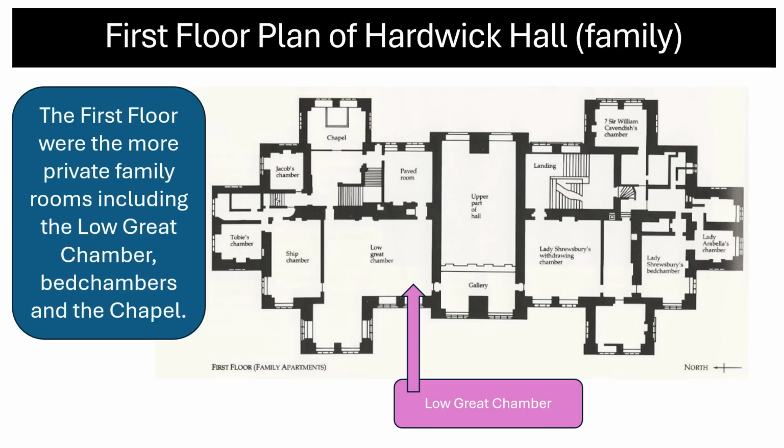So here you can see the first floor plan of Hardwick Hall. Now, in terms of the first floor plan, these are the more private family rooms and include, as you can see here, things like the low grate chamber where Bess and her family would have eaten and had meals and relaxed when they weren't entertaining guests. There's also the chapel, which provided a private space for Bess to go and worship, and there's lots of bed chambers, lots of places for people to relax and have some privacy.